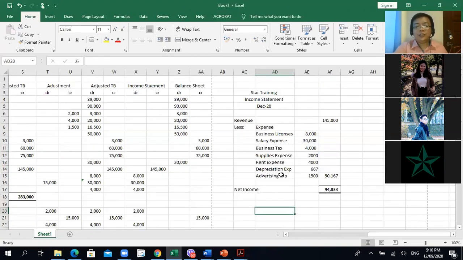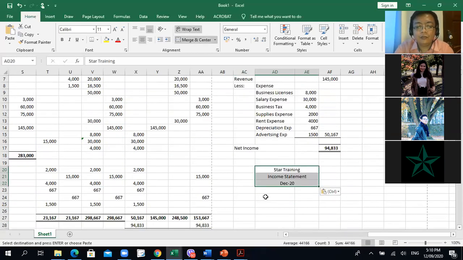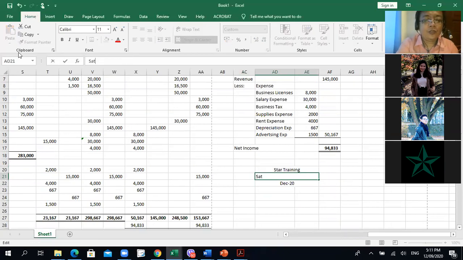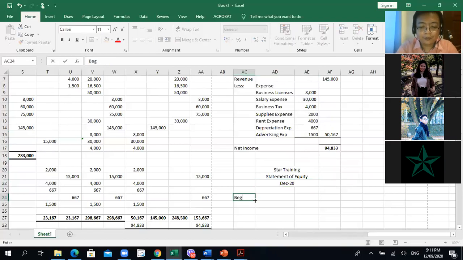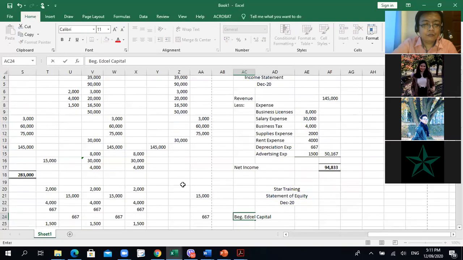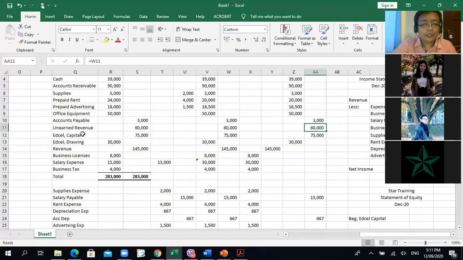Alright. Next is all about statement of changes in equity. So I'll just copy it here again. Statement of equity na lang, or changes in equity. Alright, so how much is gonna be your beginning capital? Ito ba yun, di ba? 60,000. Hindi. Edsel capital. Yan, 75,000.